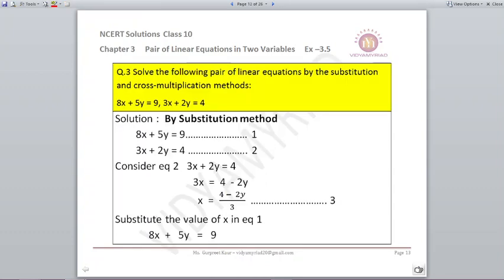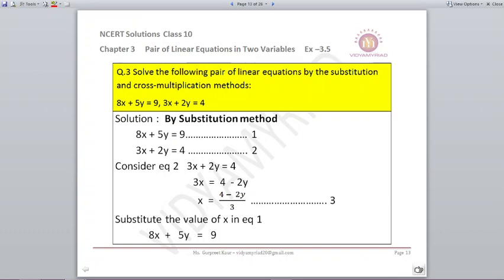Question number 3. Solve the following pair of linear equations by the substitution and cross multiplication methods. So the given equations are 8x plus 5y is equal to 9 and 3x plus 2y is equal to 4. Let us use the substitution method. So if you recall, the substitution method is to substitute that variable in the other equation. Let us consider equation 2. 3x plus 2y is equal to 4. So 3x is equal to 4 minus 2y. X comes out to be 4 minus 2y upon 3.